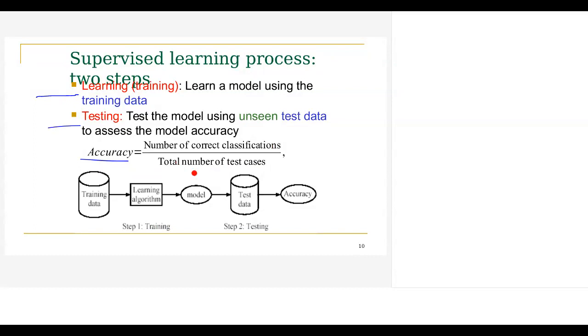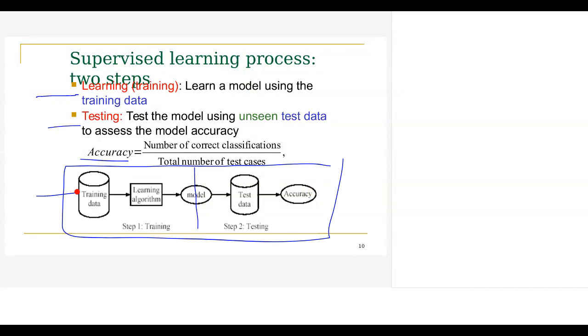Step 1 is training. The model is something in between the two steps, training and testing. Means training the data, learning with the algorithm we are performing, then the model creation, then the test data. We give the test data to the model, and in the end, it is accuracy. This whole is known as supervised learning. We have the data; training data means pre-existing data. We apply an algorithm on that, whether it is SVM, decision tree, or naive Bayes, any supervised learning. Then we create the model. We give it the new data to see whether our built model is good or not, and then we go for the accuracy.